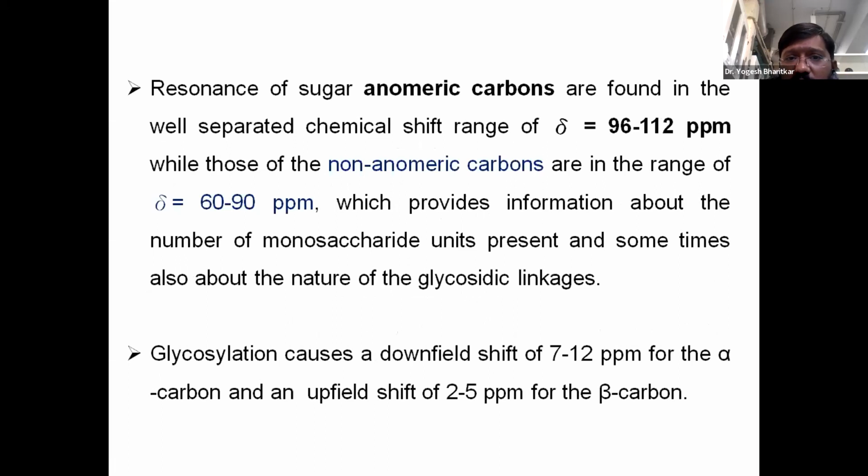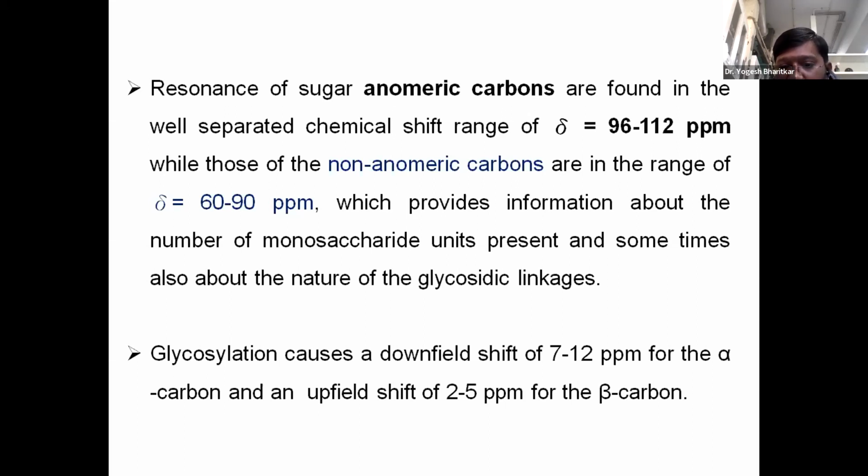Resonance of the sugar anomeric carbon is found at 96 to 112 ppm. In general, we can conclude that the anomeric carbon signal is obtained at 96 to 112 ppm, while the non-anomeric carbon range is 60 to 90 ppm, which provides information about the number of monosaccharide units present and sometimes about the nature of the glycoside linkage. Nature of glycoside means whether it is an ester or ether linkage.